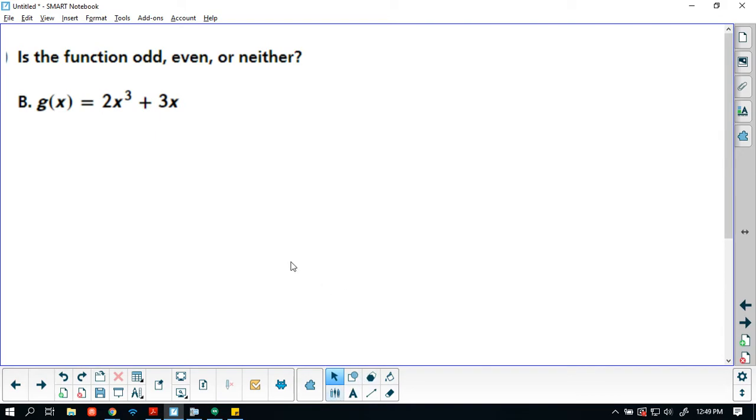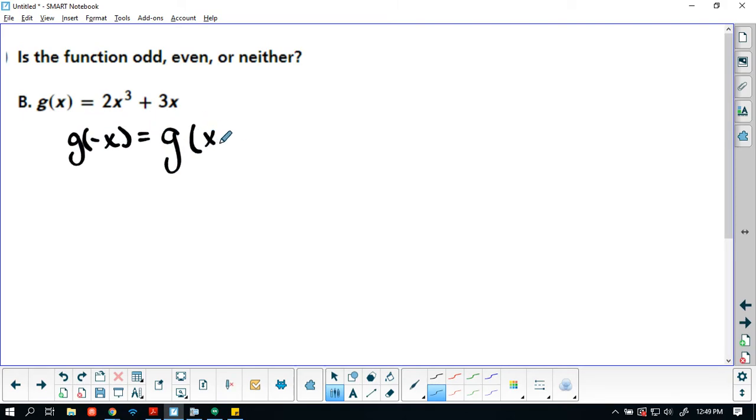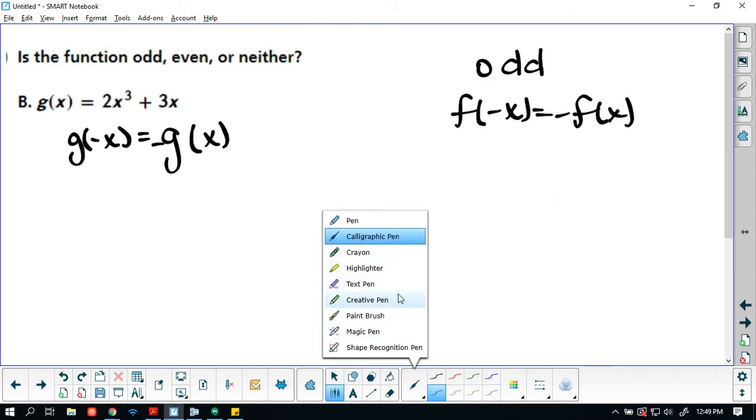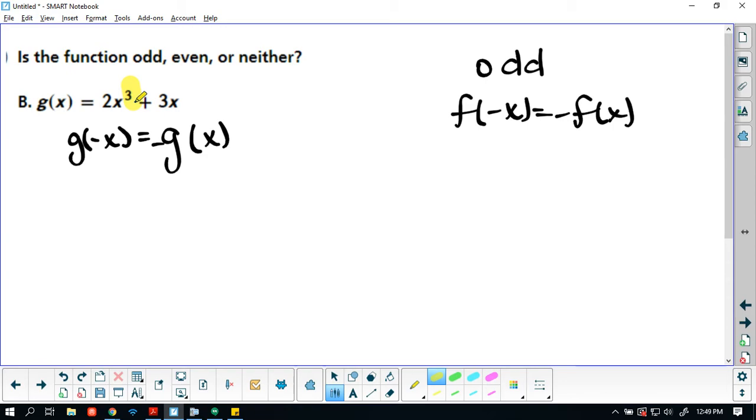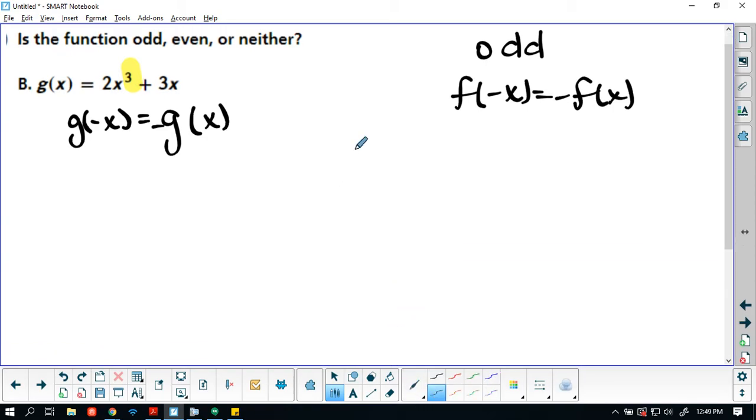Again, I'm going to try by leaving the negatives in there. So I'm going to do g of -x. Does this equal g of x? And again, the whole reason why I went with the odd one, f of -x equals -f of x, is because this degree, the highest degree, is odd. And that's my only reasoning why I went odd.